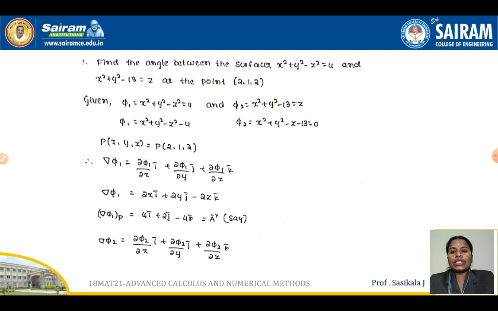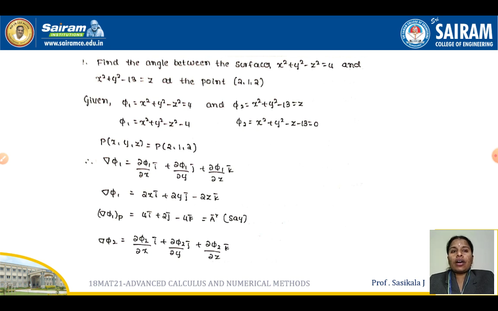The first question: find the angle between the surfaces x squared plus y squared minus z squared equals 4 and x squared plus y squared minus 13 equals z at the point (2, 1, 2). First, I have two surfaces. As per the definition, to find the angle between them I should have two vectors. The surface can be made into a vector by using the phi function and finding the gradient of phi.